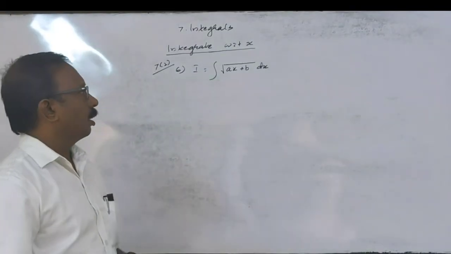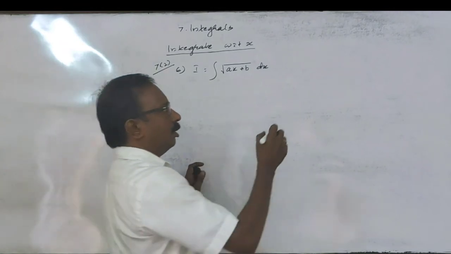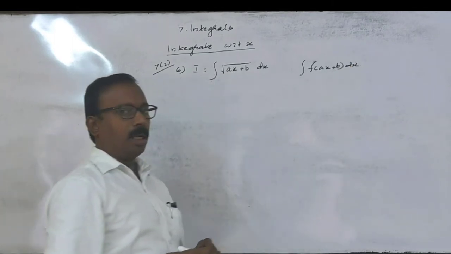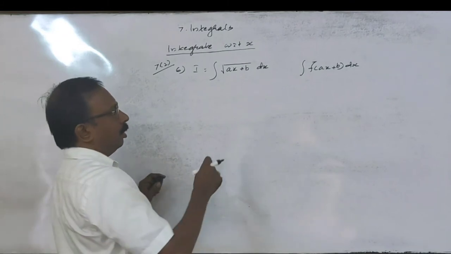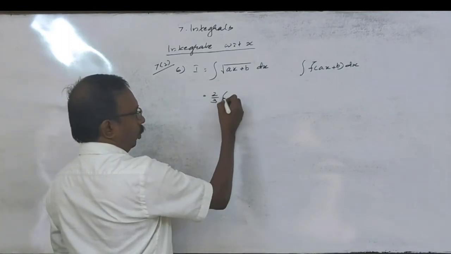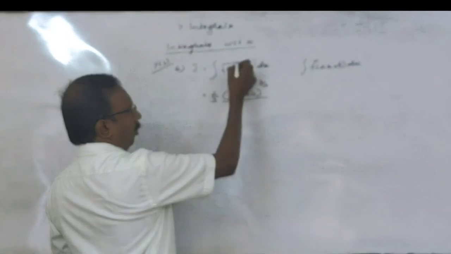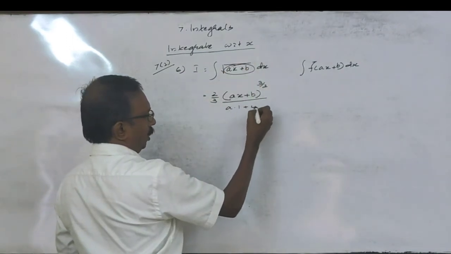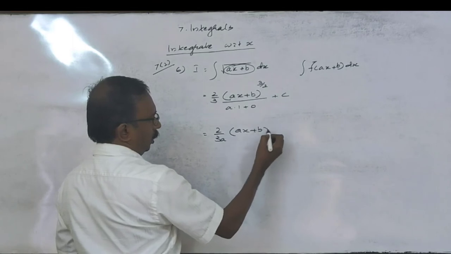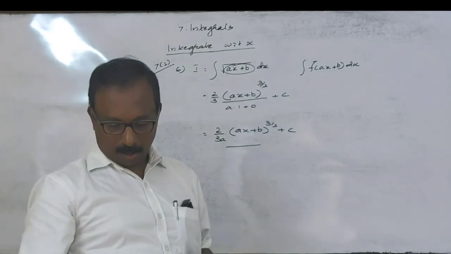We are at the 6th question. I is equal to integral of root of ax plus b into dx. This is a function of a function: integral of f of ax plus b is 1 by a into capital F of ax plus b. Where root of x has integral 2/3 x raised to 3/2, so we get 2/3 into ax plus b the whole raised to 3/2 divided by the derivative of ax plus b, that is a, plus c. So the answer is 2 by 3a into ax plus b the whole raised to 3/2 plus c, isn't it?